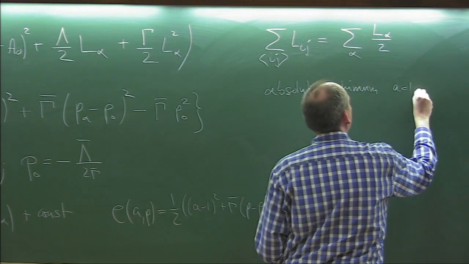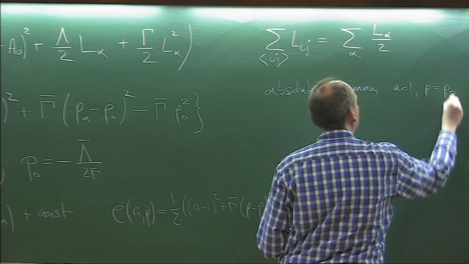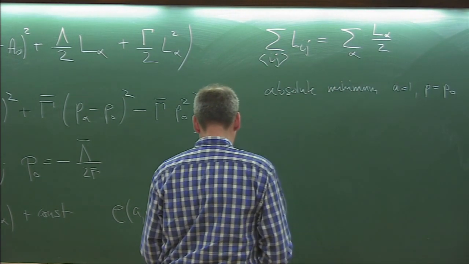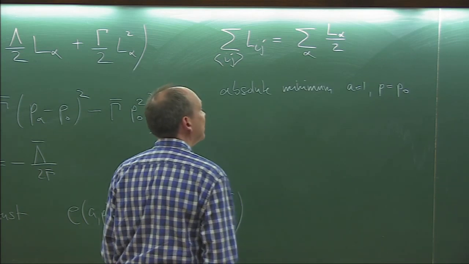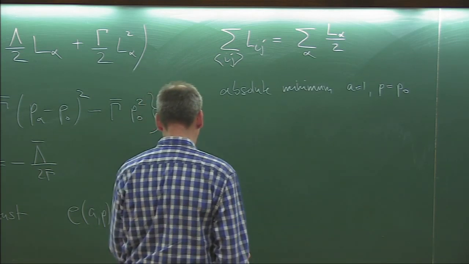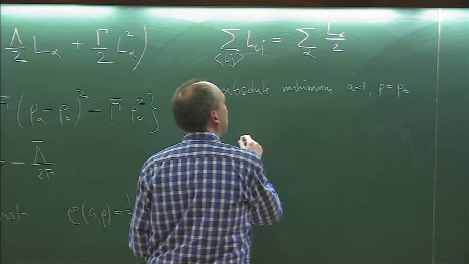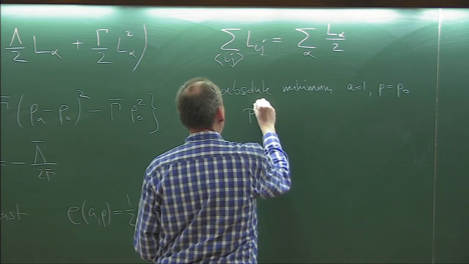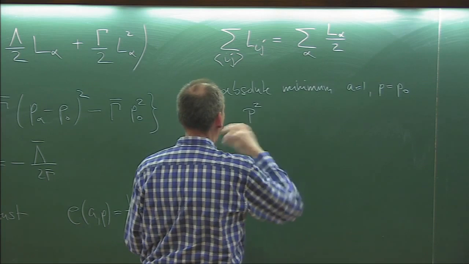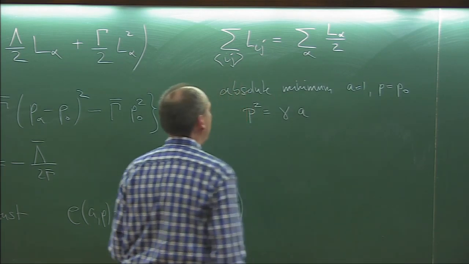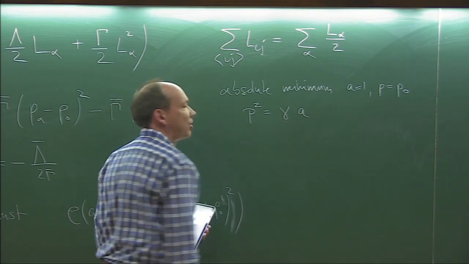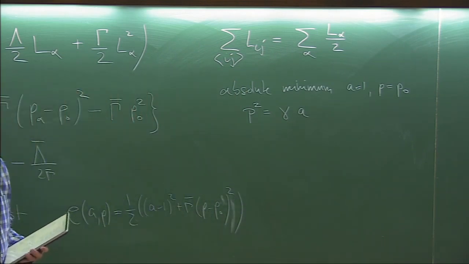A equals 1 and P equals P0. And if we have a given shape of a polygon, then because P comes from a perimeter, P squared behaves like the area. So this coefficient gamma is a number which characterizes the shape.